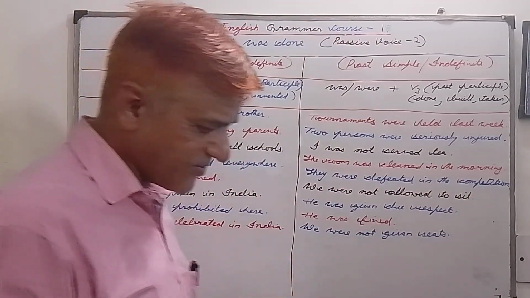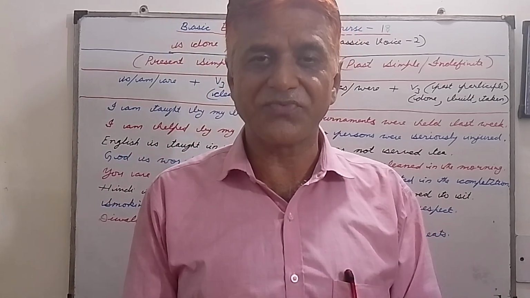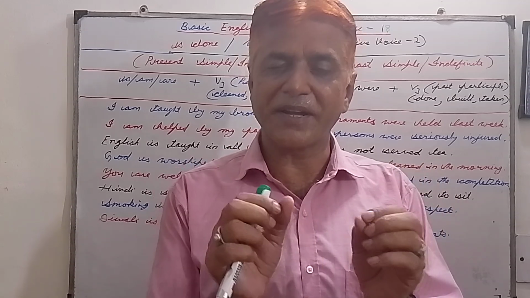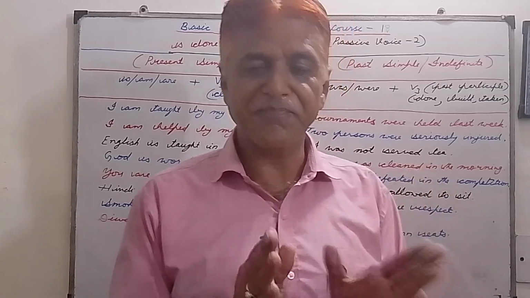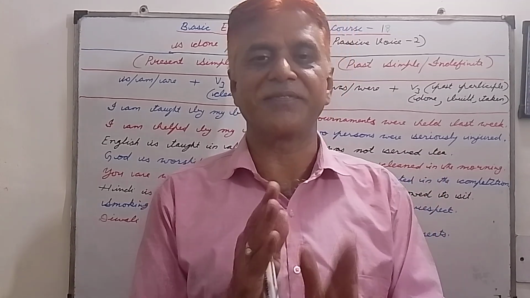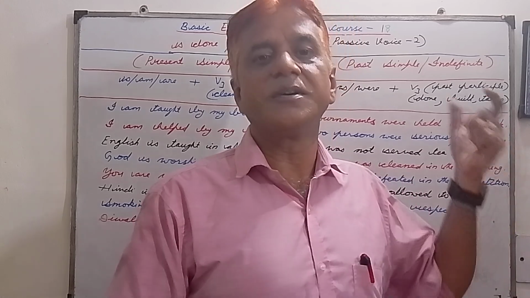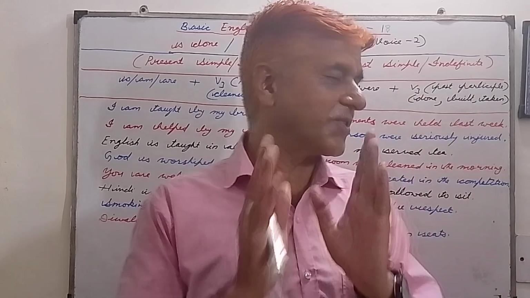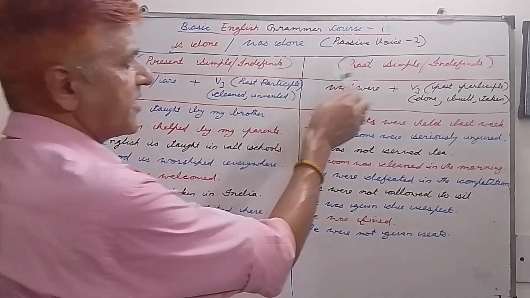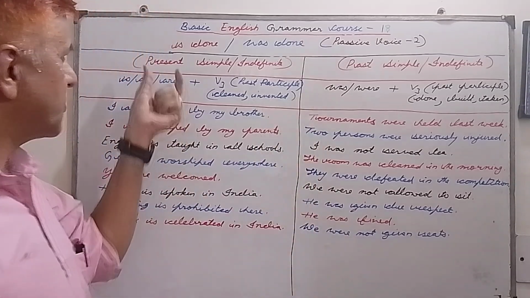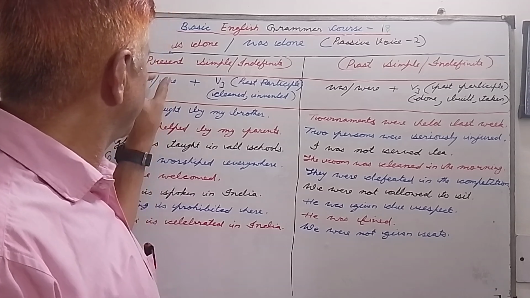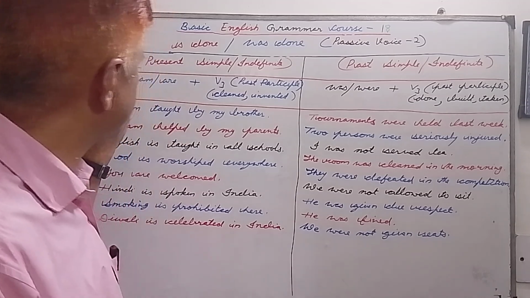So my dear students, today we are going to study passive voice of present simple and past simple tenses. Present simple is also called present indefinite and past simple is also called past indefinite. So we will study passive voice of these tenses in today's video. So present simple or present indefinite, past simple or past indefinite. So you must know which form of the verb is used in present simple, that is, am, are.